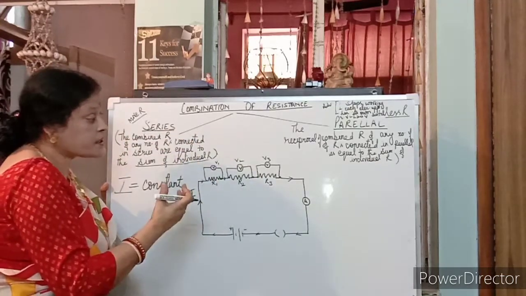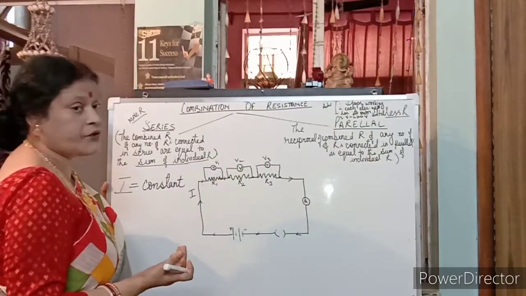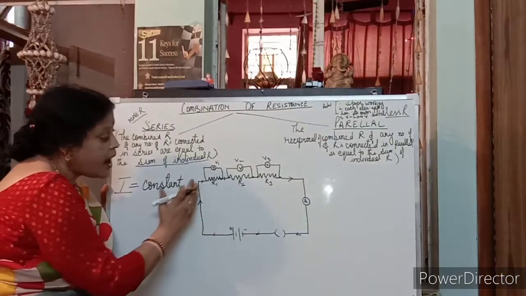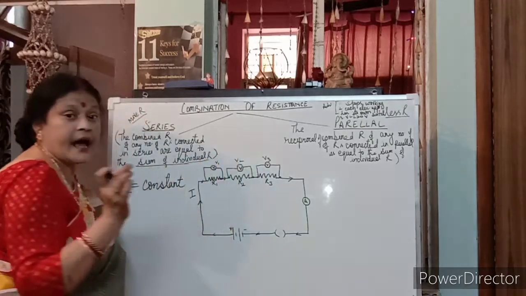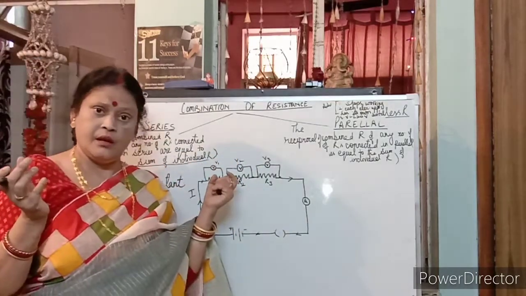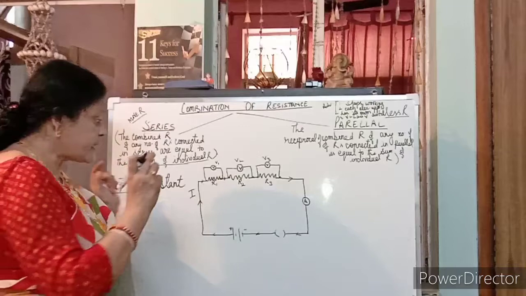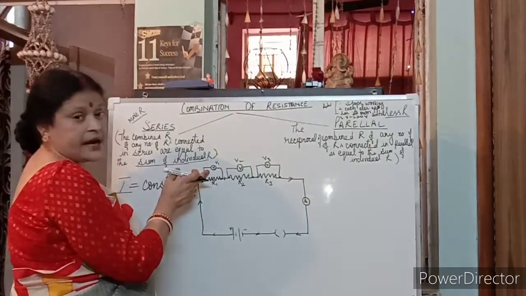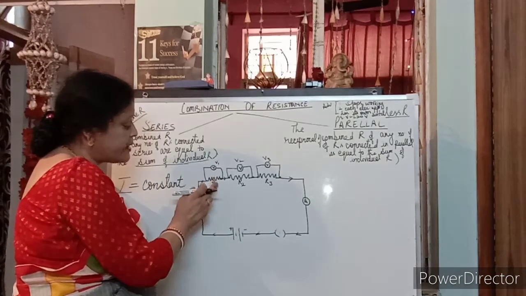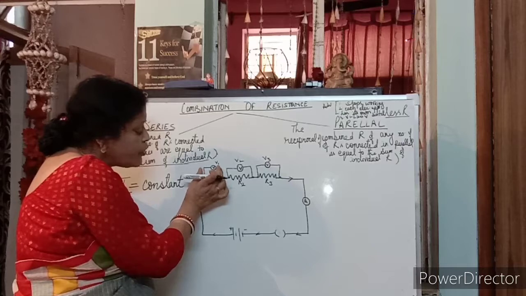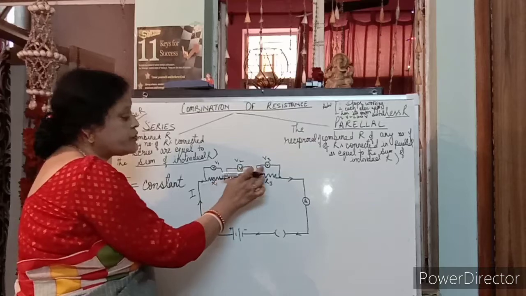How does it happen? First, let us find how the formula is derived. Initially I told you that the current remains constant throughout. Now if I set up the voltmeter, what is a voltmeter? It measures the potential difference. A voltmeter is always connected in parallel, and an ammeter is connected in series. If I arrange the voltmeter parallel to the resistance, this is V1, this is V2, this is V3.